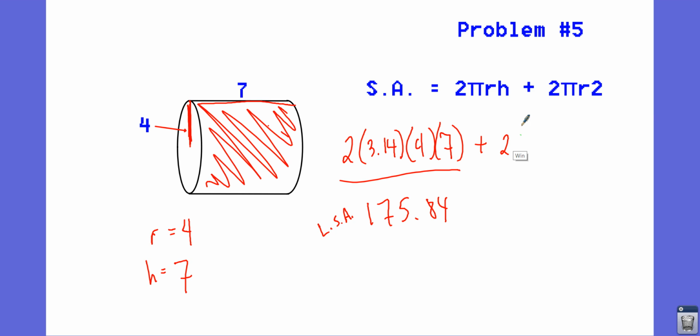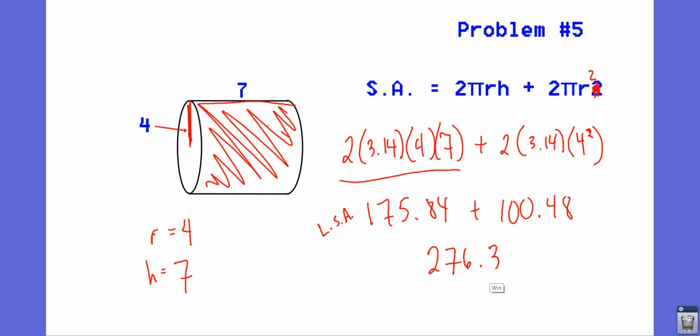And 2 times 3.14 times the radius, which is 4, squared. Okay, so 2 times 3.14 times 16, 100.48. Okay, so when we add those together, you get 276.32 square units.